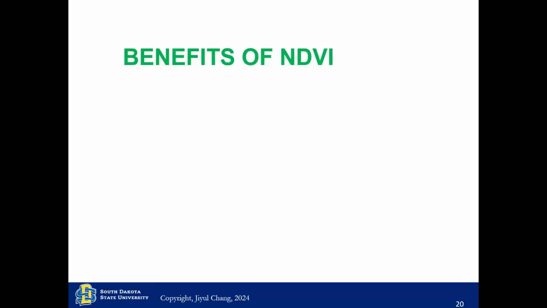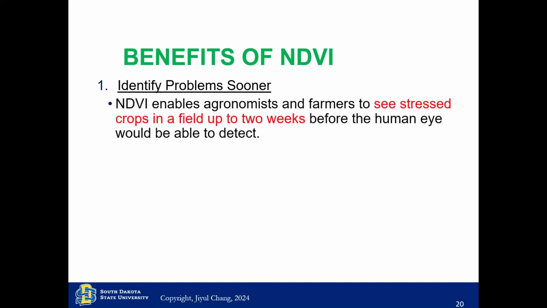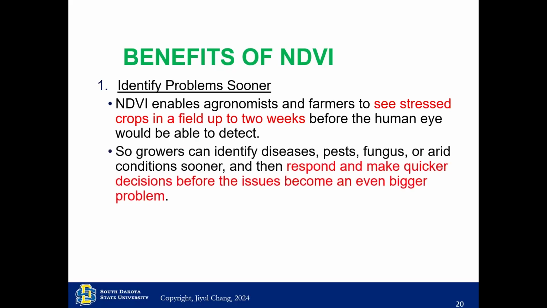And I'll talk about the benefits of NDVI just briefly. First thing, identify the problem sooner. As I mentioned already, the human eye cannot see plant stress easily. But when you use an NDVI sensor, it detects the stressed plant almost 2 weeks before the human eye can detect it. That means we can find out the problem sooner and overcome this kind of issue quickly. So that is the main thing.